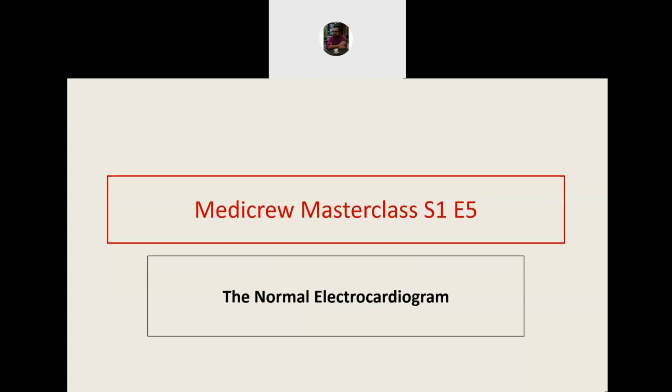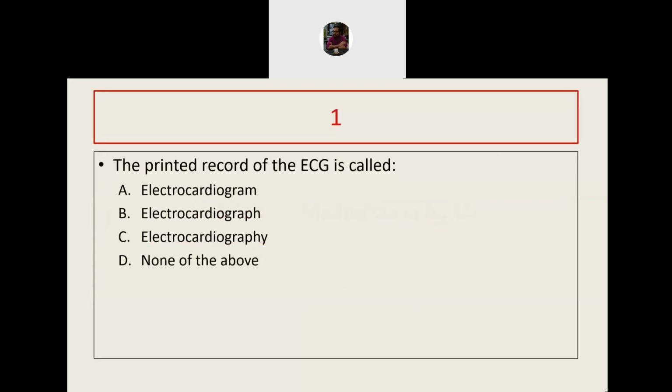So let us start with the first question, and I'll encourage all of you to answer so that you constantly keep getting feedback. So this is your first question. The printed record of the ECG is called electrocardiogram, electrocardiograph, electrocardiography, or none of the above.